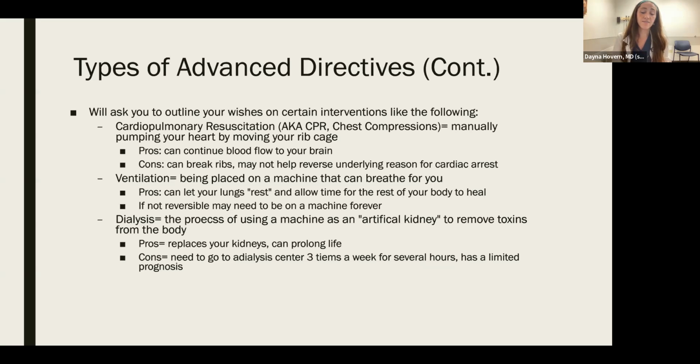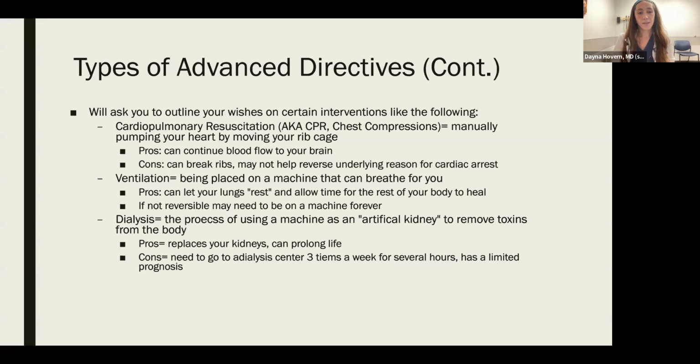You also might get asked if dialysis is acceptable to you. Dialysis is when your kidneys are so sick that they're not able to work for you anymore. So you are hooked up to a machine that works as an artificial kidney. It helps to remove toxins from your body. The benefit of being on dialysis is that we have this machine that does the job of your kidneys. Our kidneys are really important to remove toxins from our body and to regulate certain levels of electrolytes. If our kidneys don't work, people don't live very long. So dialysis can help prolong your life.